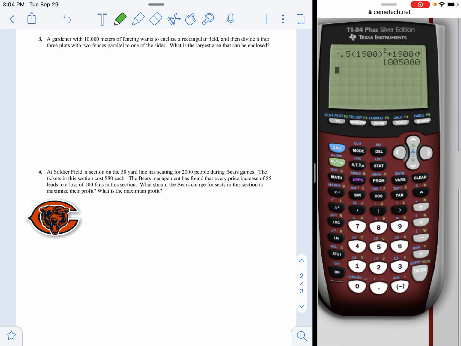All right, next one. A gardener with 10,000 meters of fencing wants to enclose a rectangular field and then divide it into 3 plots with 2 fences parallel to one of the sides. What is the largest area that can be enclosed? Okay, so let's look at this. Rectangular fencing, it's not up against a barn or a wall or whatever, so I need all 4 of those. And then he wants to add 2 more fences parallel to one of the sides. You can do vertical or horizontal lines.